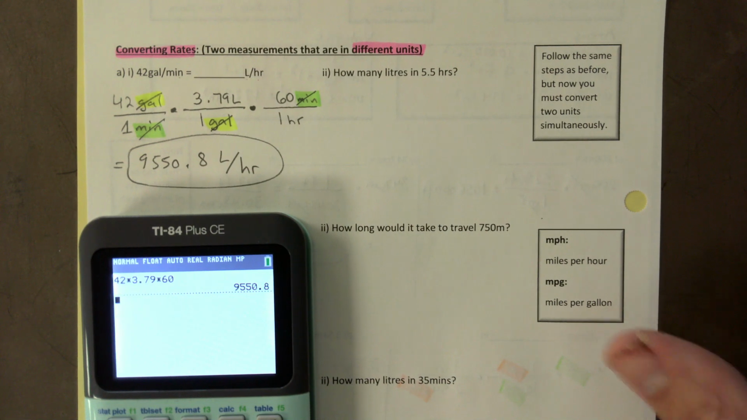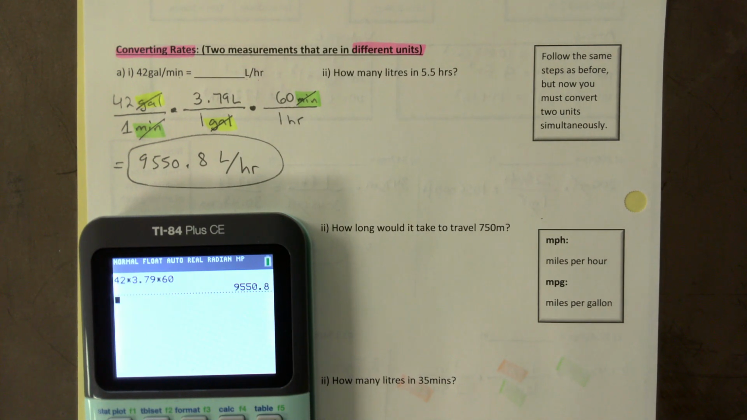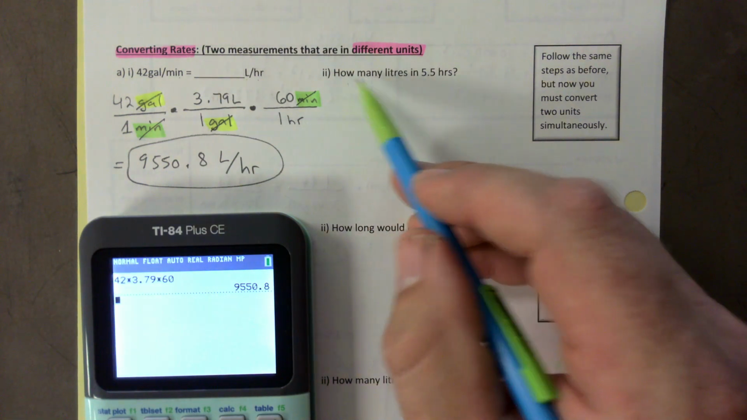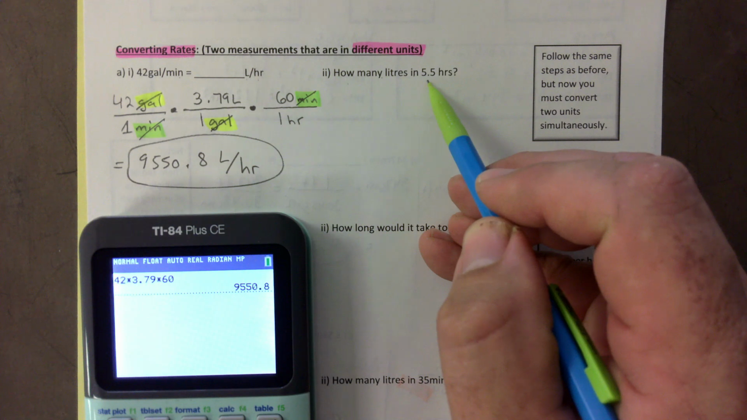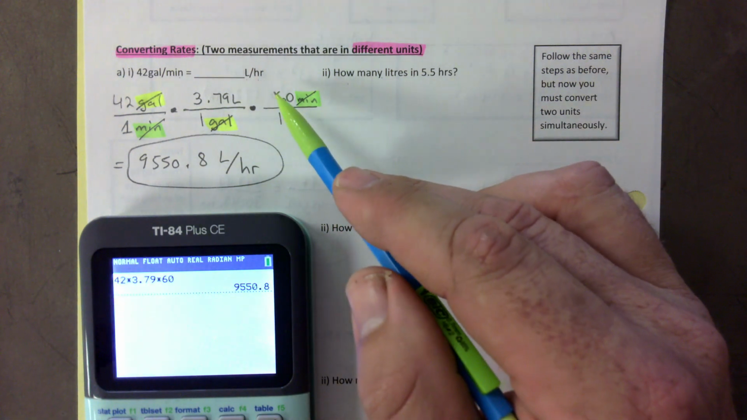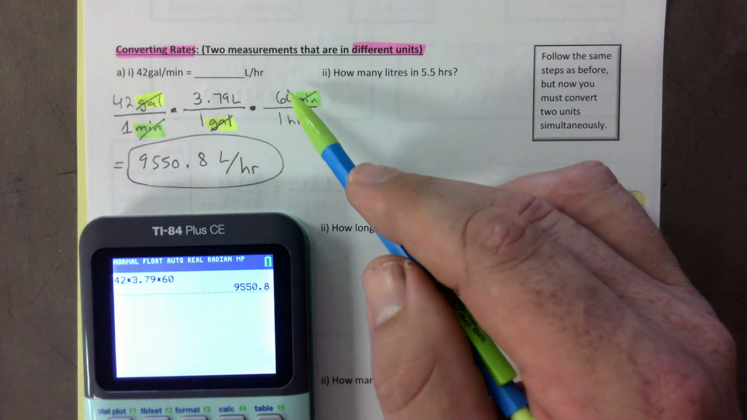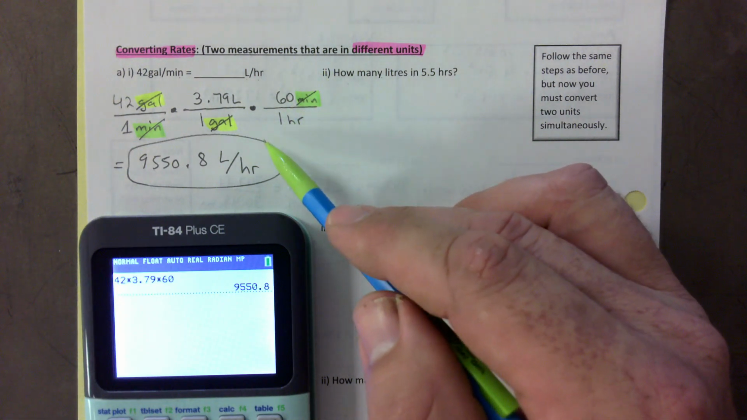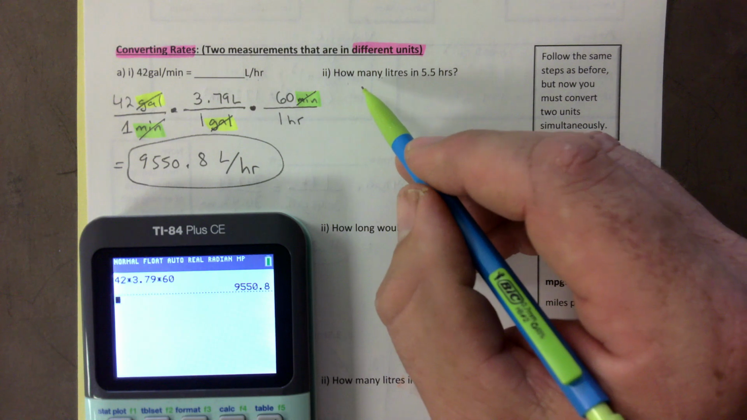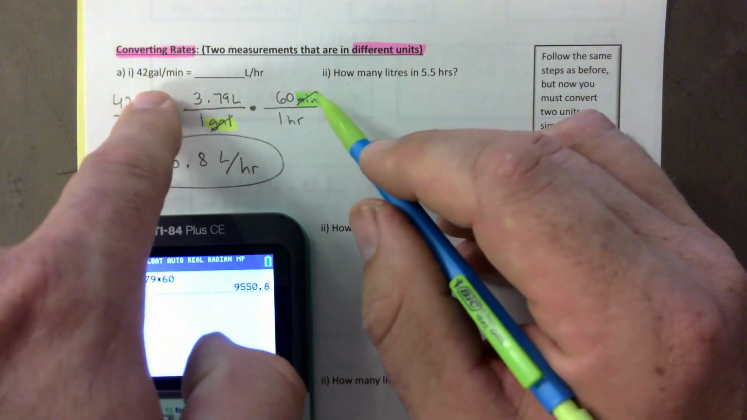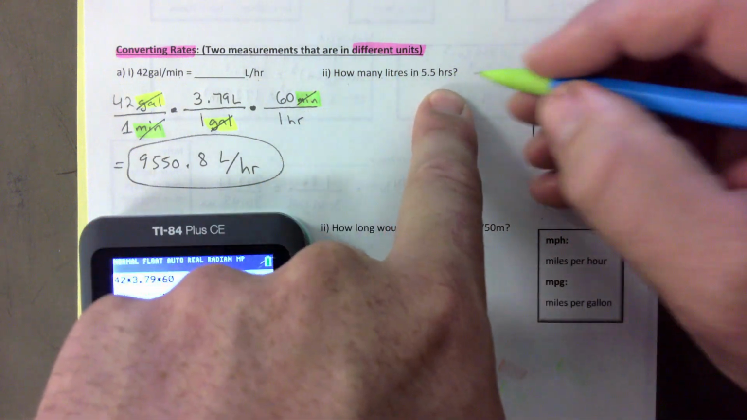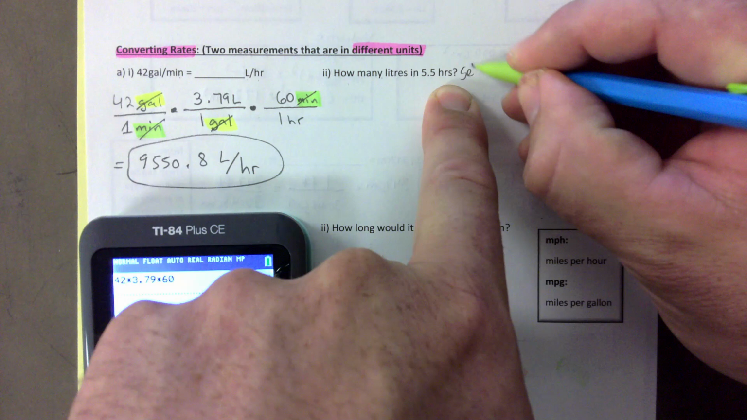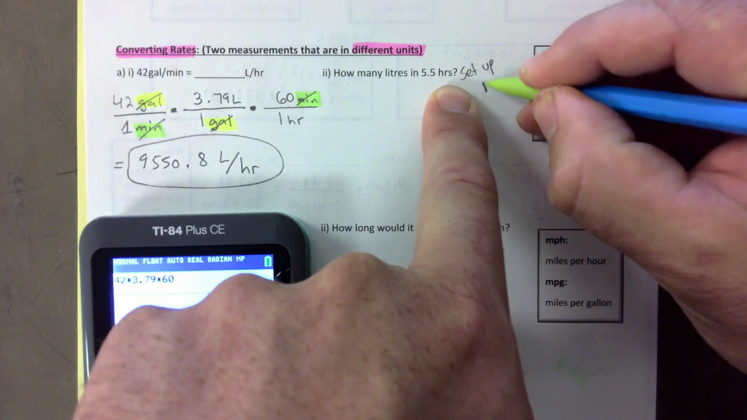And I'm kind of warming you up for what's coming down the road, okay? How many liters would you be able to get in 5.5 hours? So we're assuming this is some kind of pump or something, right? Or a leak, maybe it's leaking at this rate. So this is just converting from one to another. But if you have one of these, set up a proportion.